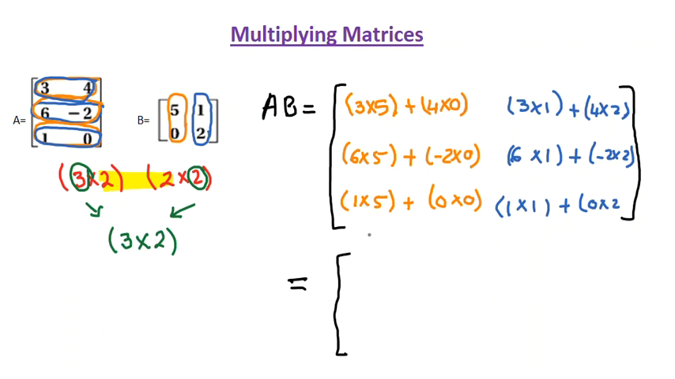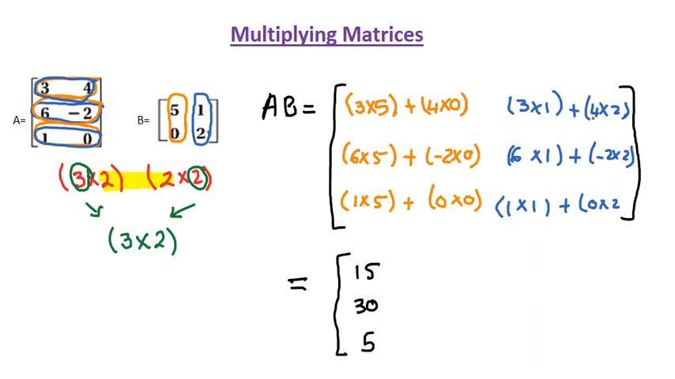Now we have 15 for my first element plus 0, so that's a 15. Then 30 plus 0 is just 30. Then the last one, which is 5 plus 0, my answer is 5. Here I have found all of the first column. Now look at the second one.